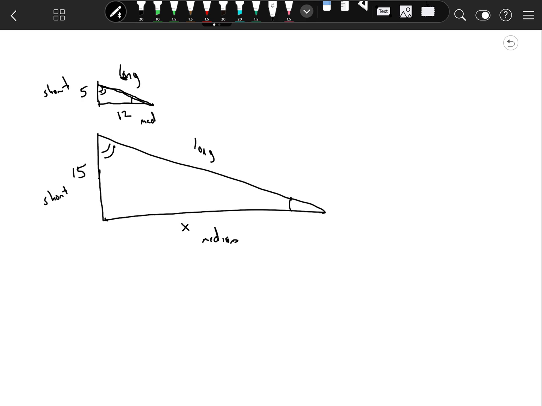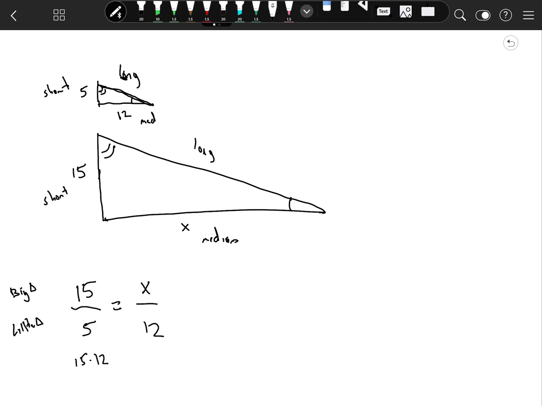Okay, let's see. We need to set this up maybe 4 different ways. Let's start with some external ratios. So you're going from one triangle to the other with the ratios. So you could say 15 over what? 15 is short, so 15 over 5, because that's the other short, equals x over 12. X is the medium, over 12 the other medium. We put the big triangle on top and the little triangle on bottom.